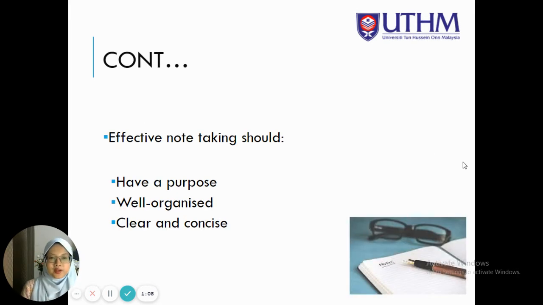Okay, so next one, effective note taking should first have a purpose. You should know why you do this note taking. And then it should be well organized so you can understand it clearly, and it should be very concise, because it is normally short notes for very lengthy information.